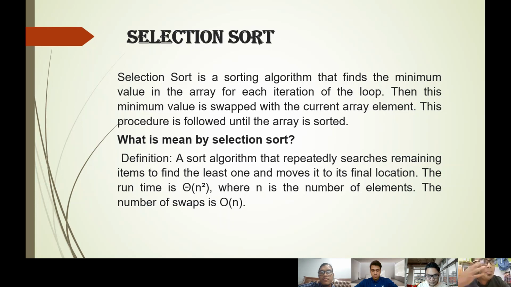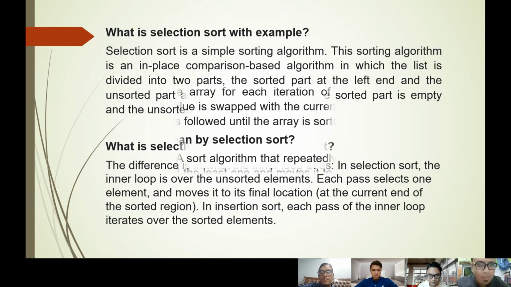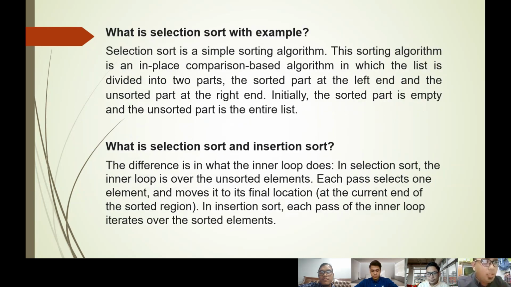Next, what is selection sort with example? Selection sort is a simple sorting algorithm. It is an in-place comparison-based algorithm in which the list is divided into two parts: the sorted part at the left and the unsorted part at the right end. Initially, the sorted part is empty and the unsorted part is the entire list.